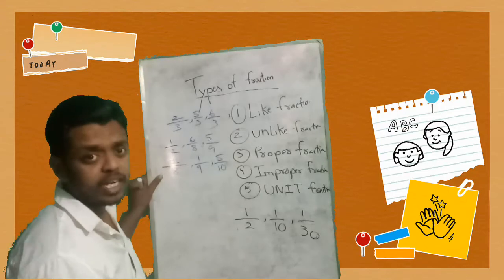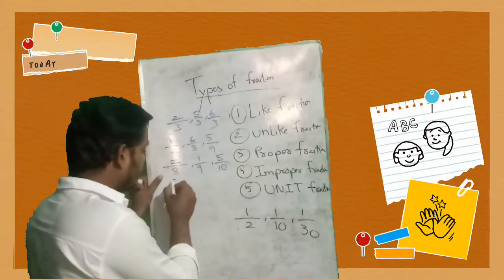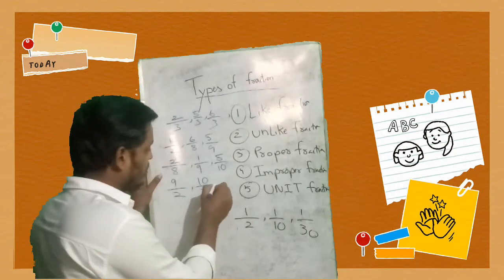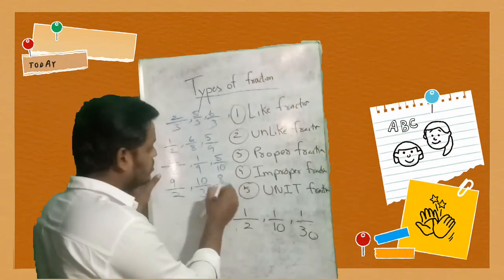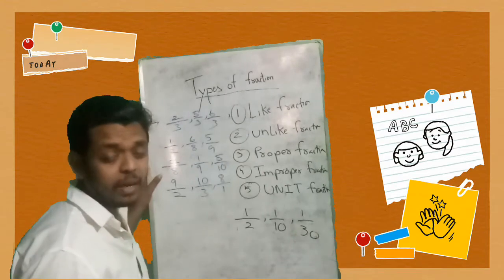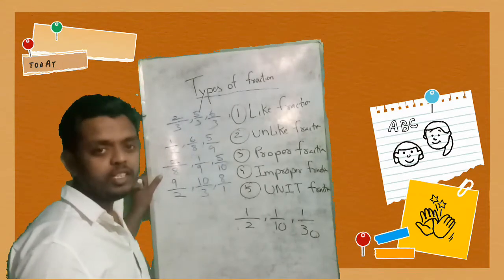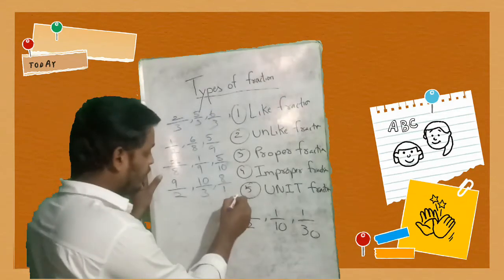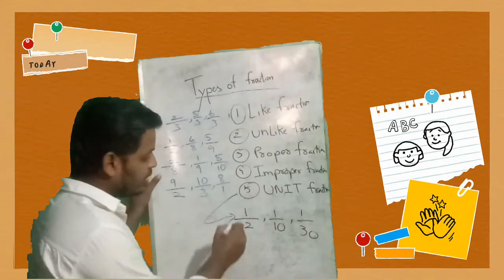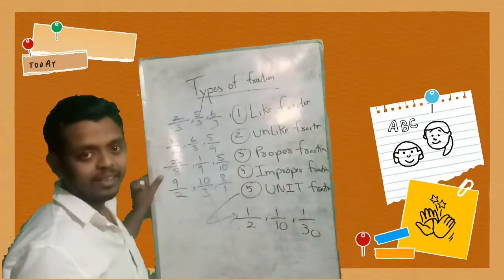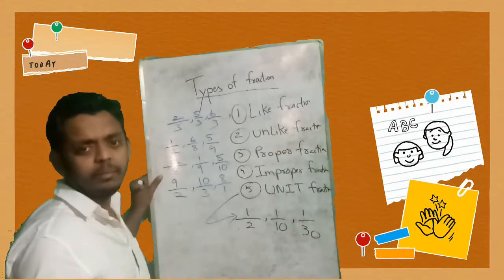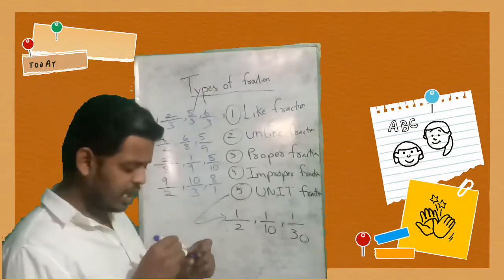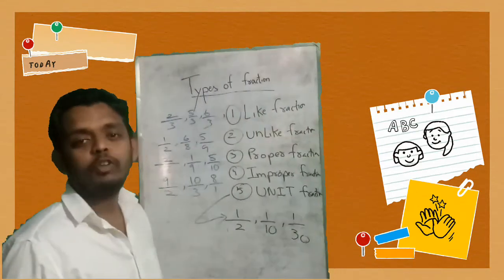Now what is an improper fraction? The fraction having a bigger numerator and a smaller denominator is known as an improper fraction. Now what is a unit fraction? The fraction where you can see 1 in the numerator and any other number other than 1 in the denominator is known as a unit fraction. So these are the types of fractions which I have taught today.